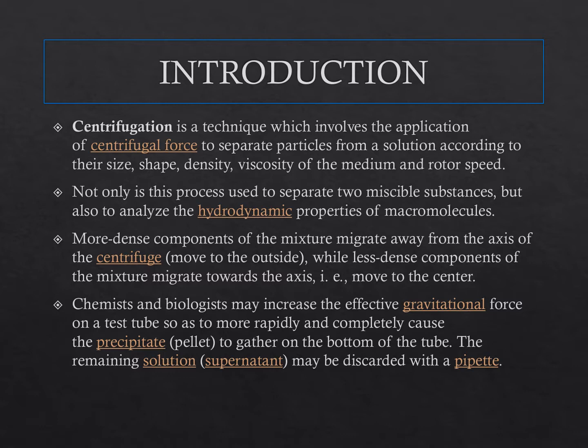More dense components of the mixture migrate away from the axis of the centrifuge, while the less dense components of the mixture migrate towards the axis. Chemists and biologists may increase the effective gravitational force on a test tube so as to more rapidly and completely cause the precipitate to gather at the bottom of the tube. The remaining solution may be discarded with the pipette.